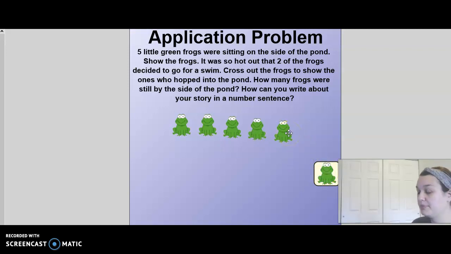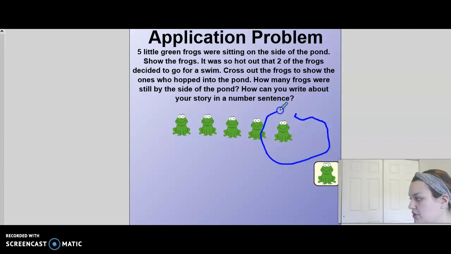Okay. It was so hot outside. 2 of the frogs jumped in the water and decided to go swimming. So I'm going to draw a little swimming pool over here. Okay, don't mind my drawing. And we're going to put 2 frogs in there, right, because they left. 2 frogs decided to go for a swim.